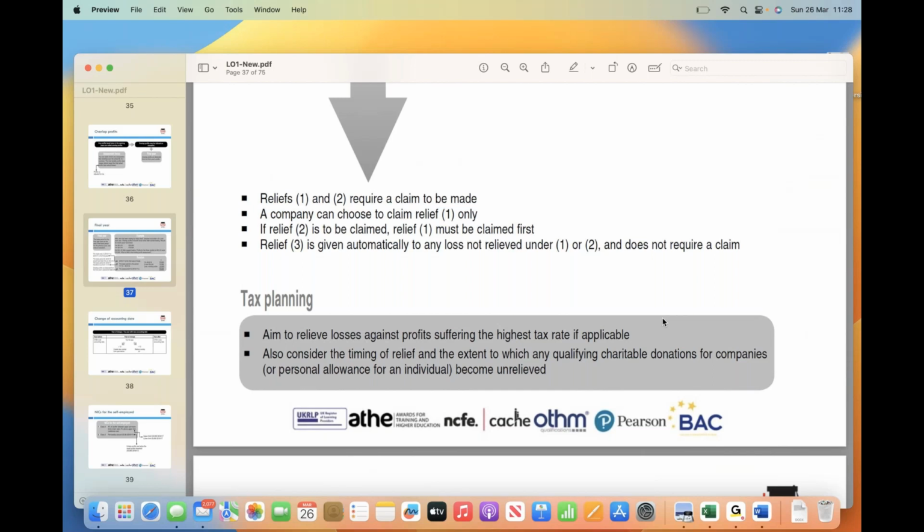However, relief 3 is given automatically, allowing the loss to be carried forward to set against the first available profit from the same trade. To optimize tax planning, it is recommended to aim for the relief of losses against profit that incurs the highest tax rate. But if applicable, it is also important to consider the timing of relief and the impact on any qualifying donations for companies or the personal allowance for an individual, which may become unrelieved.